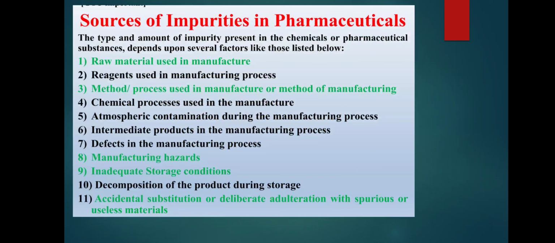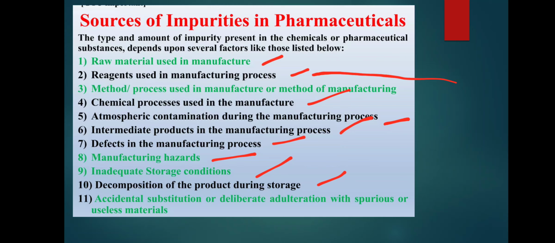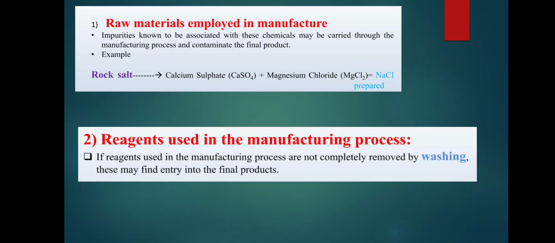The sources of impurities: one is the raw material used, reagents used in the manufacturing process, then the method or process used in the manufacture, chemical process, atmospheric contamination during the manufacturing process. These all are the sources by which pharmaceuticals get impure. Then intermediate products in the manufacturing process, defects in the manufacturing process, manufacturing hazards, inadequate storage conditions, decomposition of the product during storage, and accidental substitution or deliberate adulteration with useless material.